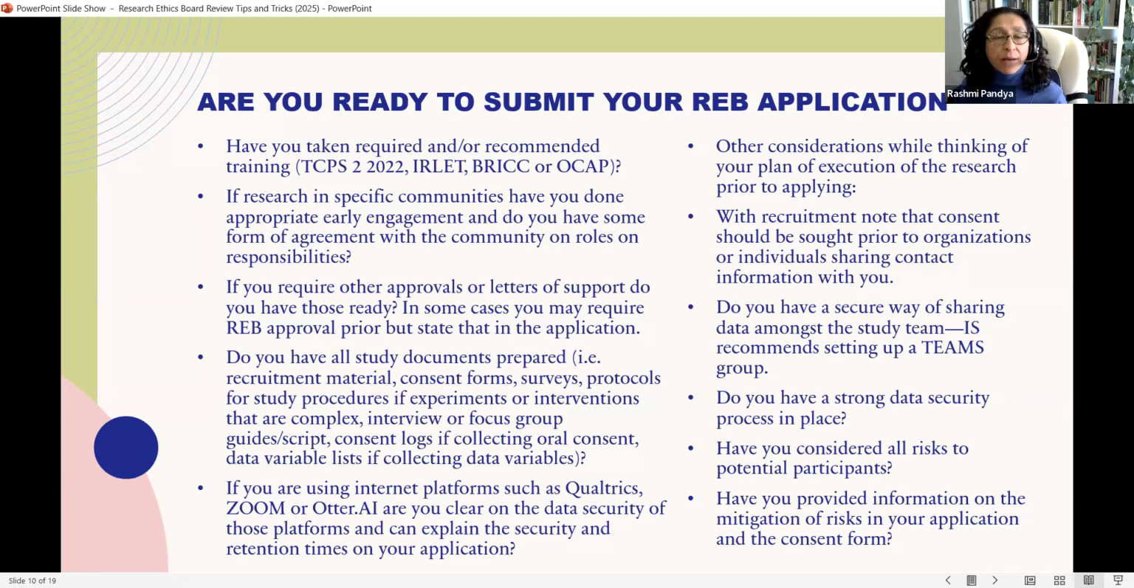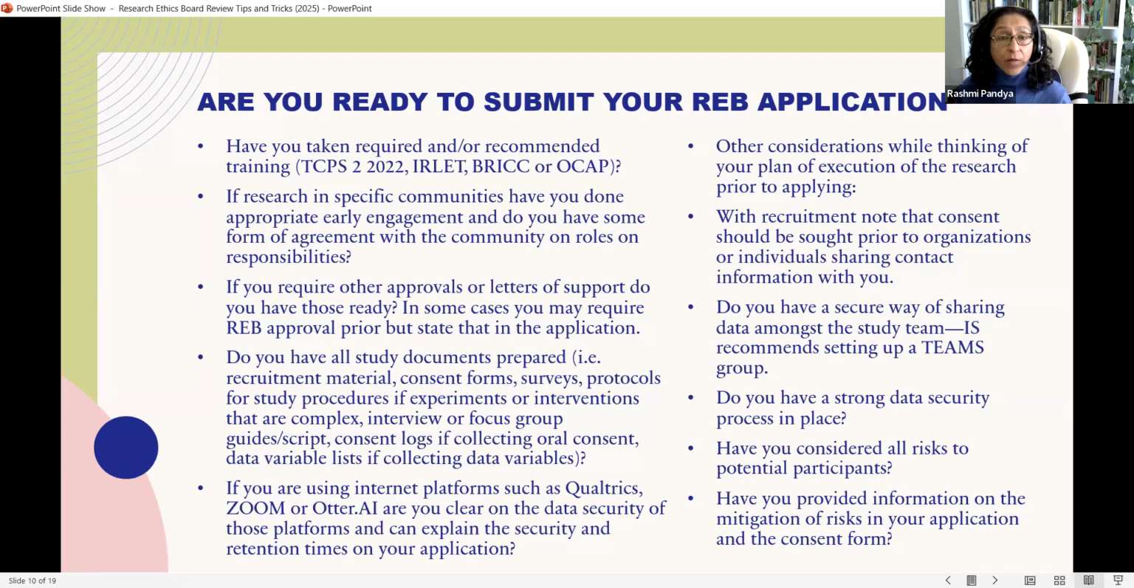If the research is happening in specific communities, you want to ask yourself before you even consider submitting an application, have you done the appropriate early engagement? Do you have some form of agreement with the community on the roles and responsibilities of yourself and the community in the research project, right? That should all be worked out prior to coming to us.